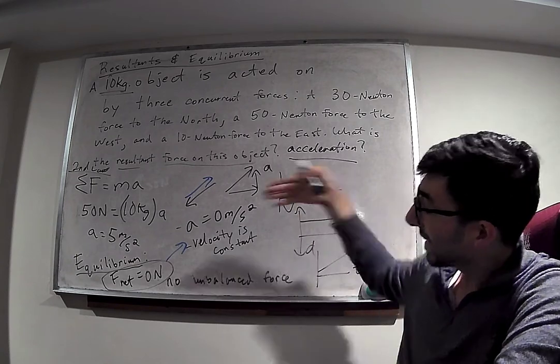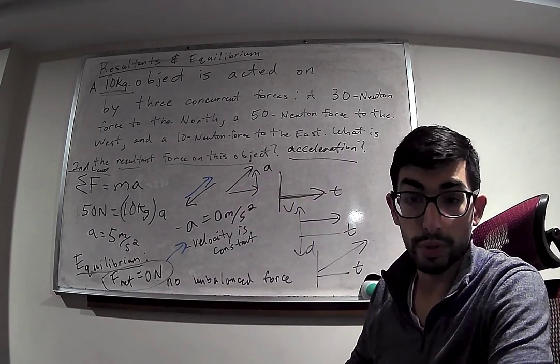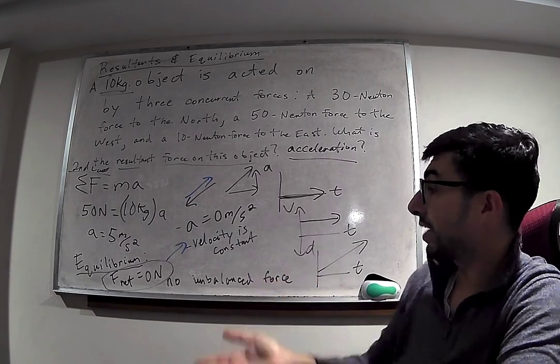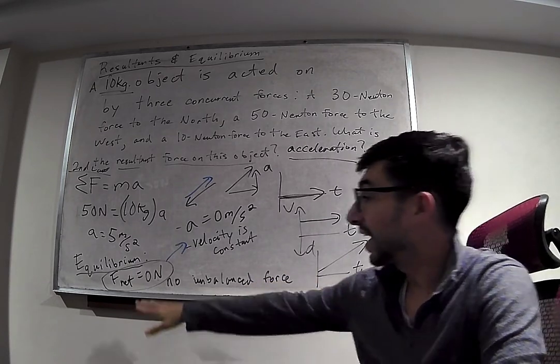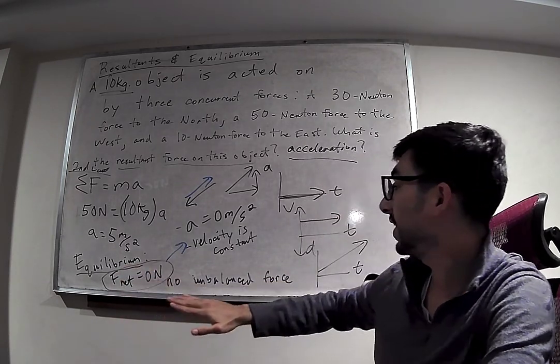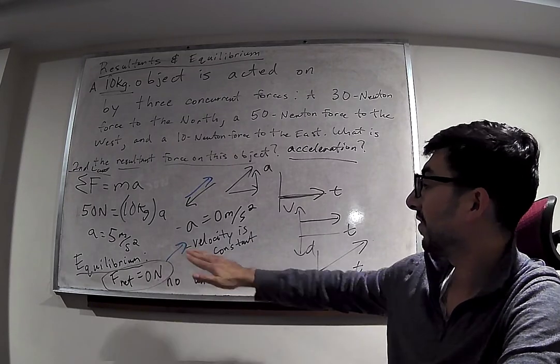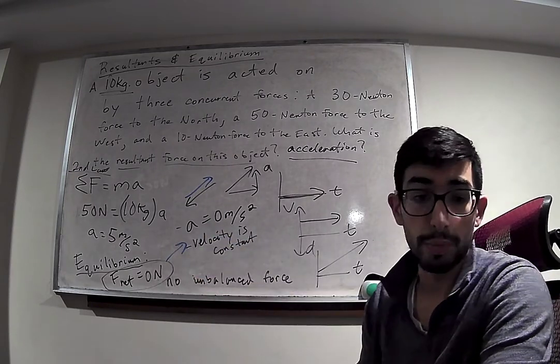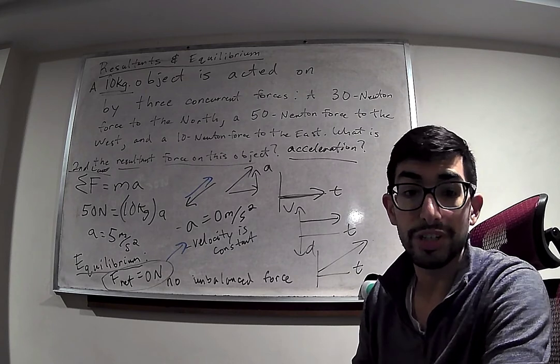The equilibrium counterbalances whatever your net force is. A non-zero net force produces acceleration, but if an object is in a state of equilibrium, net force is 0, there are no unbalanced forces, velocity is constant, and acceleration is 0 meters per second squared. And this all matches with Newton's laws.